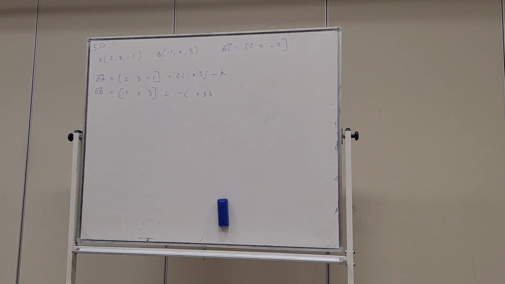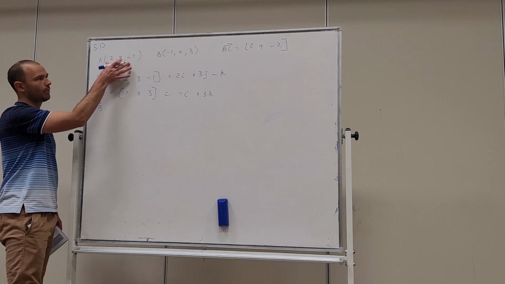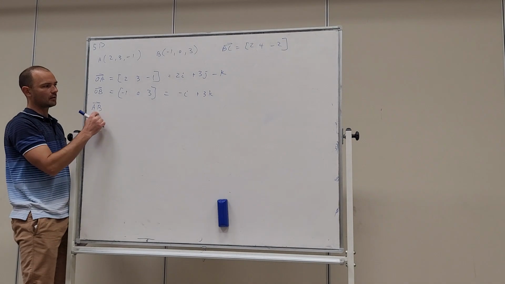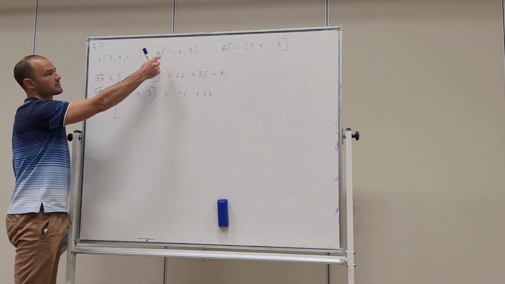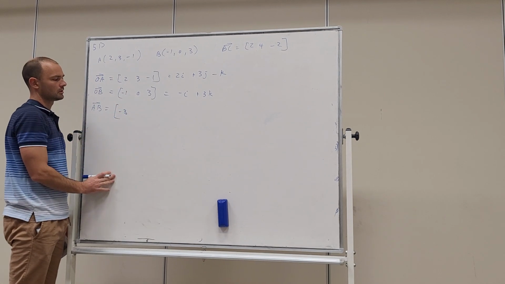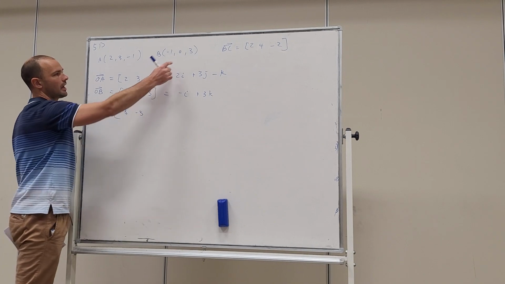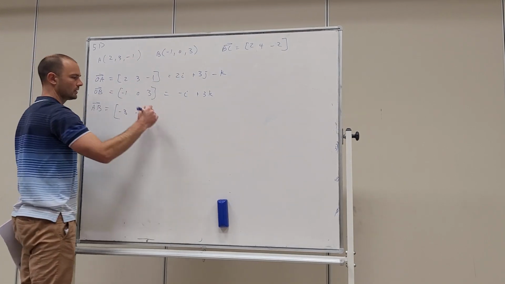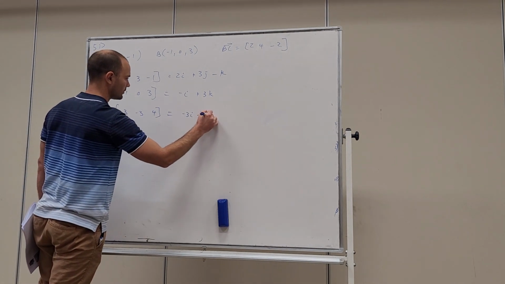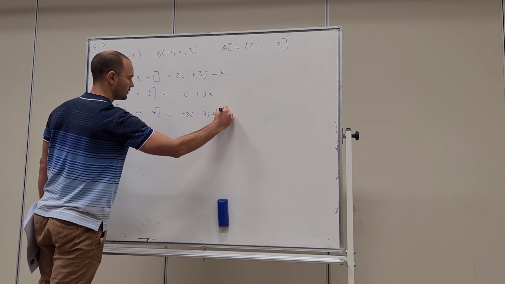And vector AB, okay? So vector AB is the vector from point A to point B. And I said we do the coordinates of B, take away the coordinates of A. So I've got -1, take away 2. We have 0, take away 3. And 3, take away -1. Plus 4.